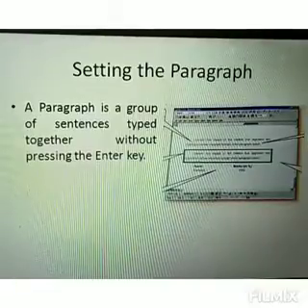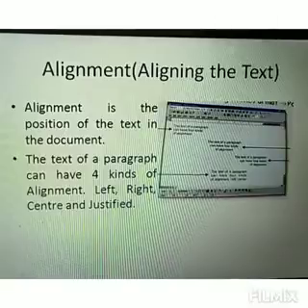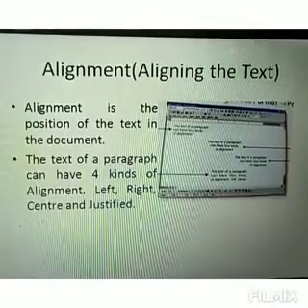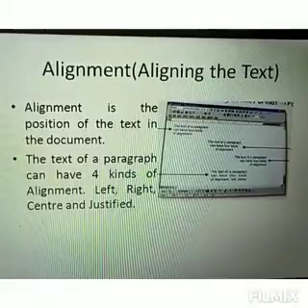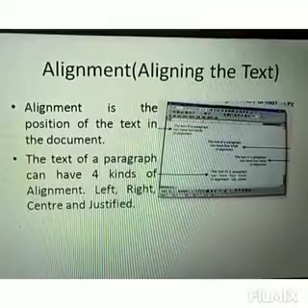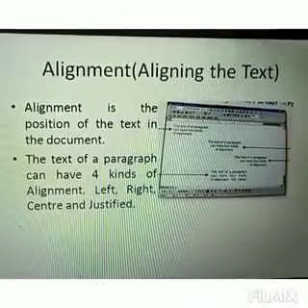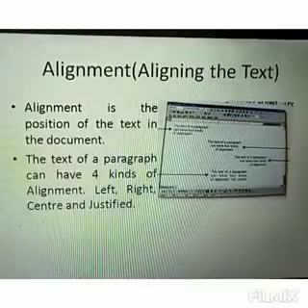Next, let us see about alignment. Alignment is the position of the text or picture in the document. The text of a paragraph can have four kinds of alignment: left, right, center and justified. In the picture, the first one is the left alignment, the second one is the center alignment, the third one is the right alignment and the last one is the justified alignment.